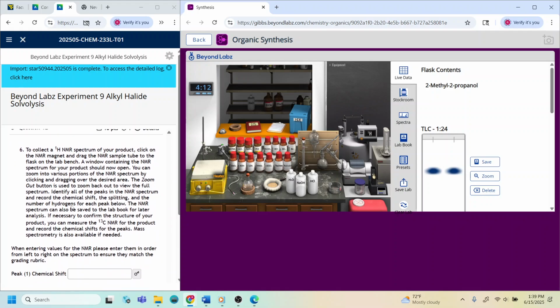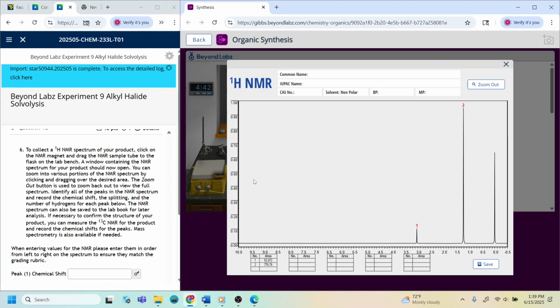The second part is the proton NMR. In order to get the proton NMR, we're just going to take the tube of the proton NMR, where you put your sample, and bring it towards the flask. The proton NMR graph is going to pop up. You can see over here, I only have 2 signals. You read the proton NMR from left to right, just 2 signals. This one is just the reference.